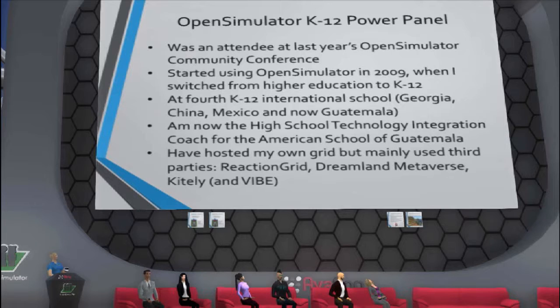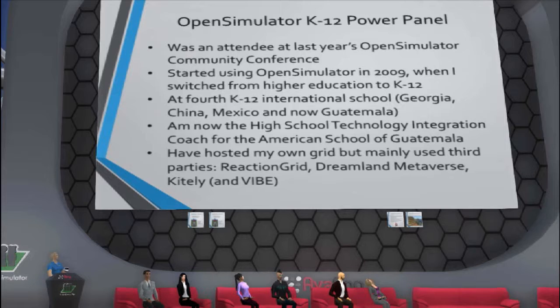I was an attendee at last year's Open Simulator Community Conference. I was amazed, and I realized that I just had to be a part of it as a presenter this year. As Stephen mentioned, I started using virtual worlds in 2006, specifically Second Life, when I was working at a university in South Korea. I started using Open Simulator in 2009 when I switched to K-12 schools. Of course, as you know, back then, Second Life was only available to people who were 18 or older.